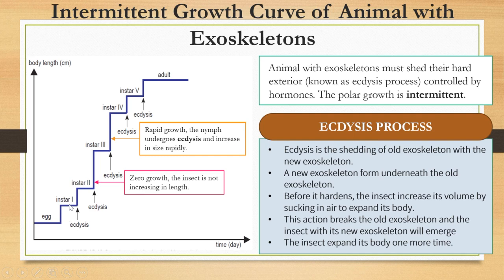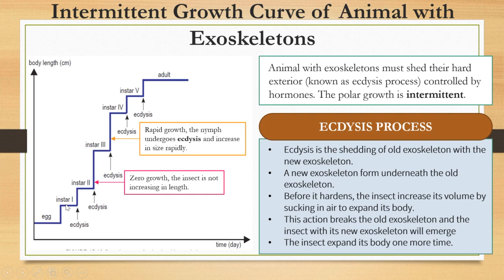So now let's take a look at the graph here. The growth curve here shows the intermittent growth curve. It starts from the egg stage. After the egg stage, the egg hatches into the nymph or young insect. The nymph will undergo instar 1. What is instar? Instar refers to zero growth. The insect is not increasing in length.